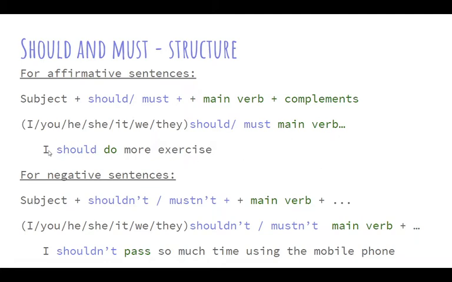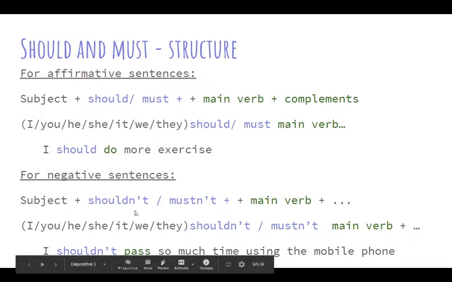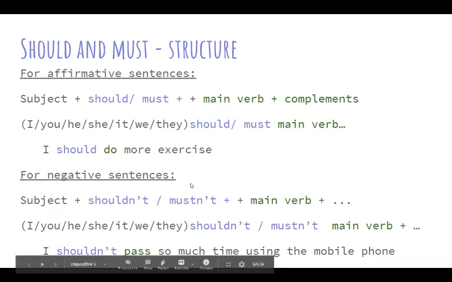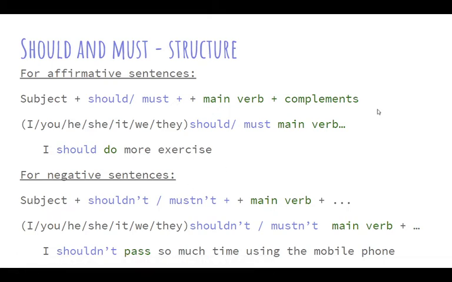So, subject, should or must, the verb, we don't have to make any changes, and then the rest of the sentence. For example, I should do more exercise. And for negative sentences, it's exactly the same, but we add not. So shouldn't is the combination of should not, and mustn't is the combination of must and not. And we follow the same order. For example, I shouldn't pass so much time using the mobile phone.